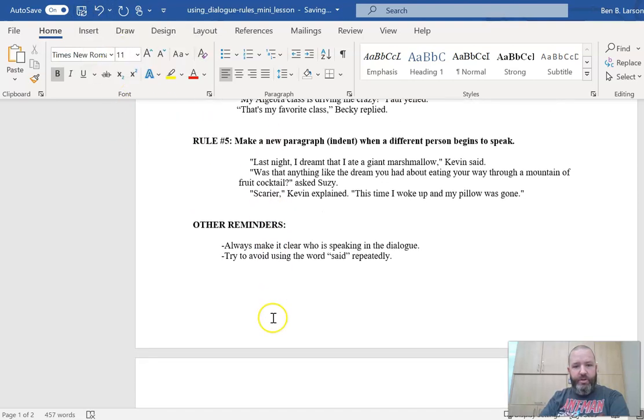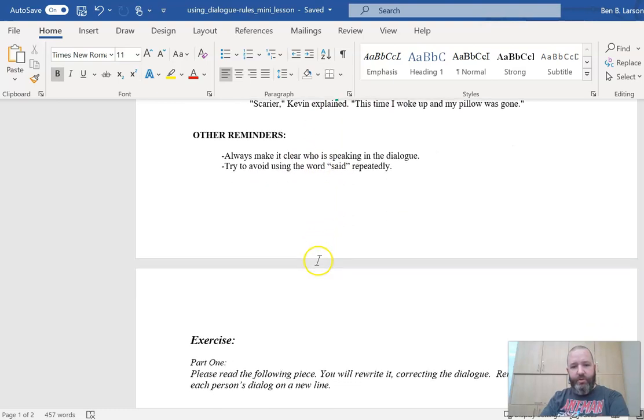Other reminders, always make sure it's clear who is speaking in the dialogue. Don't use a pronoun for somebody until you've introduced who that somebody is. And if you're switching back and forth, it is important to make sure you know who the speaker is so it's not confusing. And try to avoid using said over and over and over again.